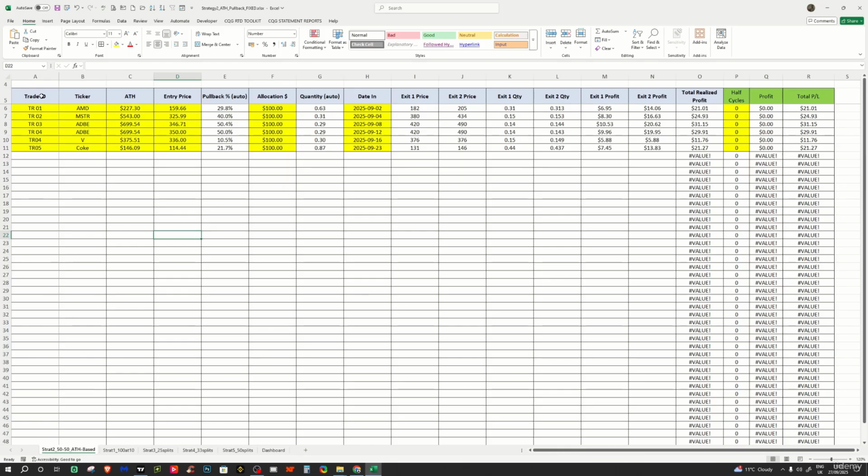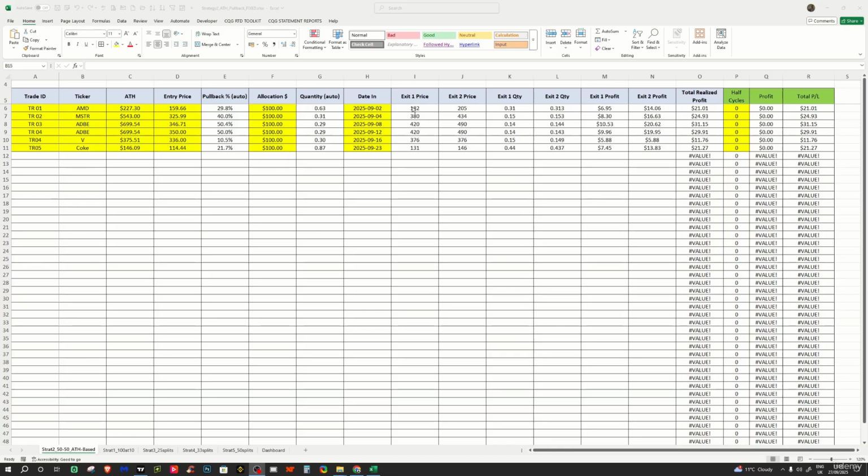So we have the trade ID there. We can see I've already got that wrong. The ticker, which is your stock or your crypto. The all-time high, which you need to put in there, and the entry price. We then have the pullback ratio, which is worked out for you, and also the quantity. So if we've bought AMD for $100, then that's the ratio of the actual stock that you've bought.